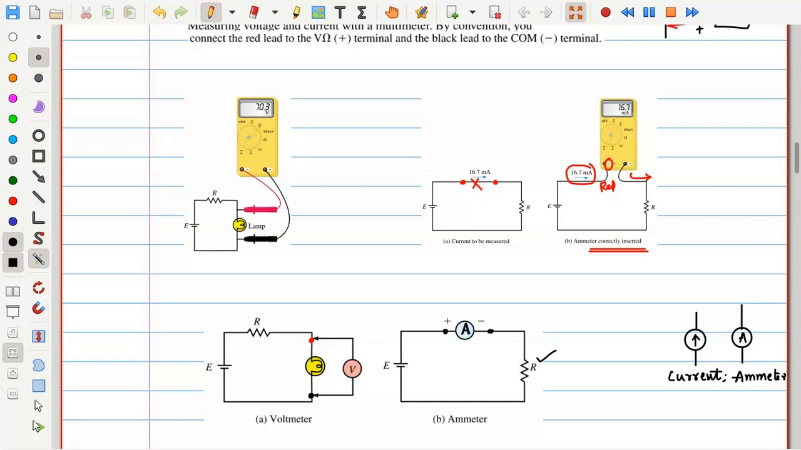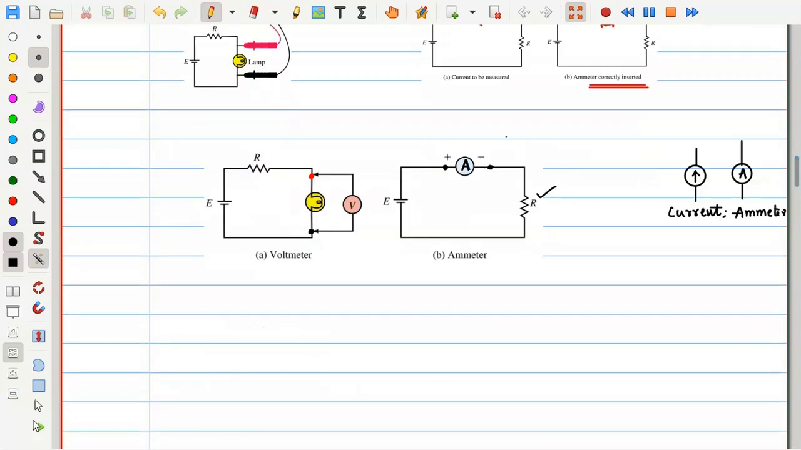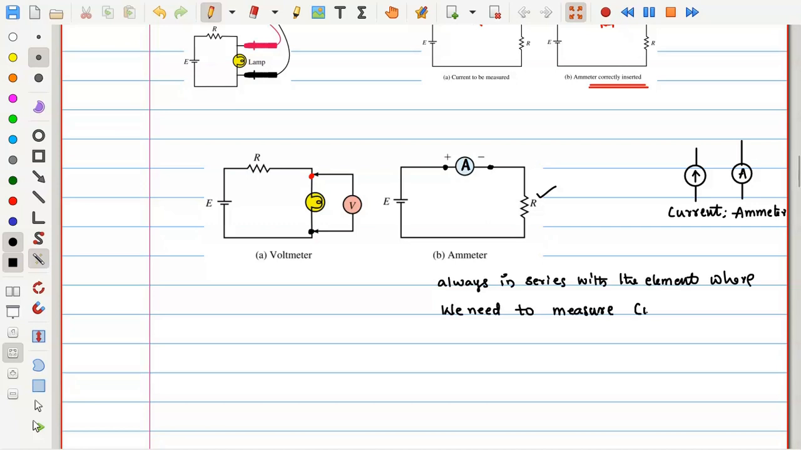That is one thing. And the ammeter is always connected in series with the element where we need to measure the current. Clear? This point you should remember. These are very important basics.